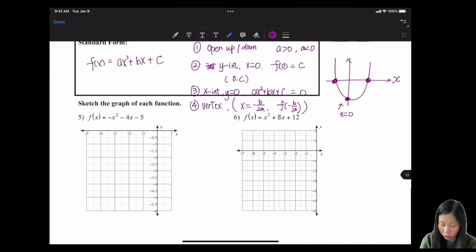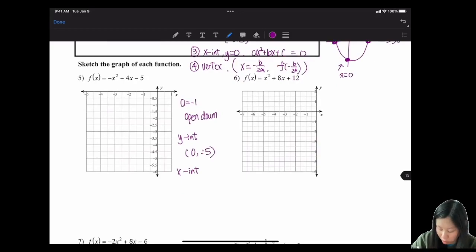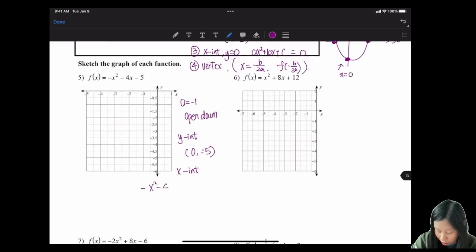Okay, so now let's take a look at the example. Number 5, let's find. So a equals negative 1. So that means the graph is going to be open down. Okay, so y-intercept is when x equals 0. So we have (0, negative 5). Okay, x-intercept. X-intercept is when the whole function equals 0. I have negative x squared minus 4x minus 5 equals 0. How can we solve it?